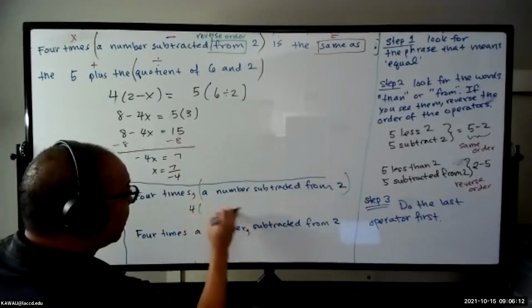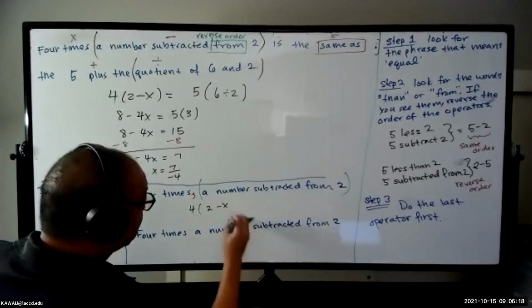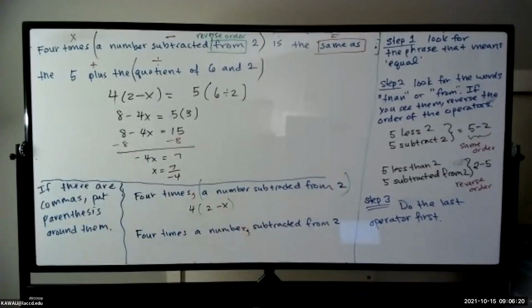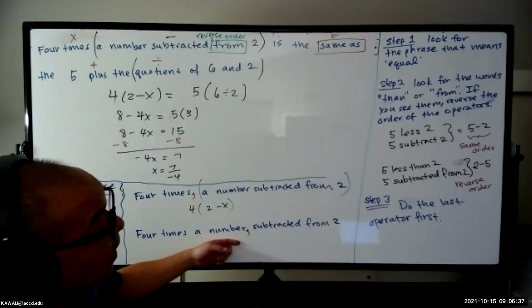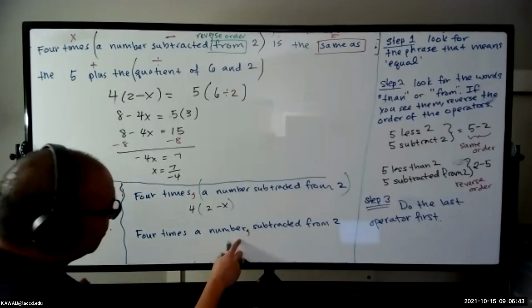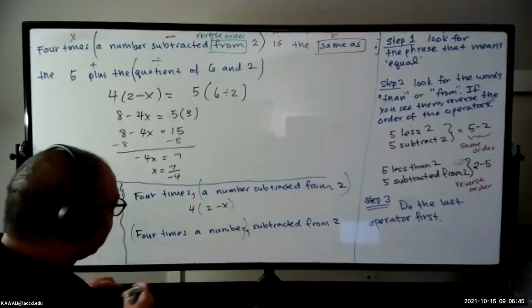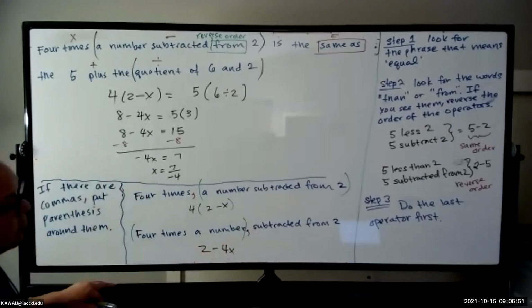4 times 2 minus x. Like that. Over here, this is 4 times a number, pause, which means that 4 times a number is together. 4 times a number, pause, these two are together. And we're going to subtract them from 2.